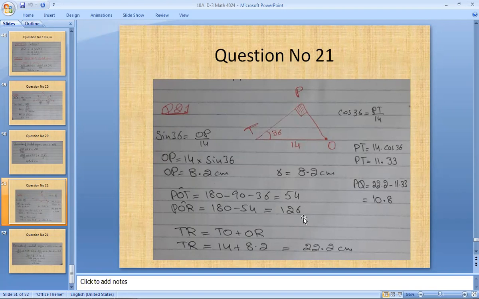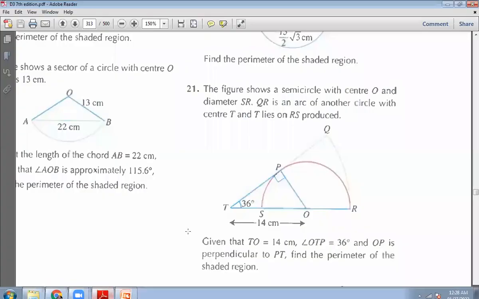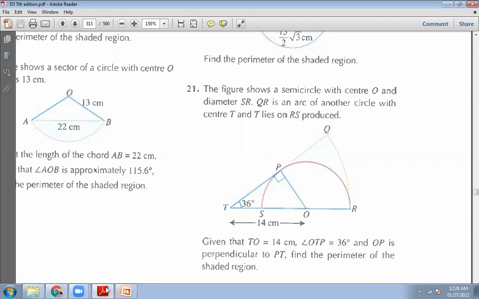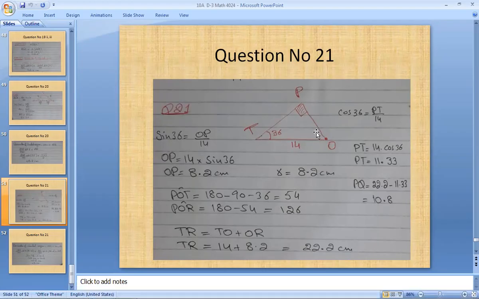Now I can find the angle POT. This angle will be 180 minus 90 minus 36, and that will be 54. Once I know this angle, I can find the angle here, and that will be 180 minus this angle. So 180 minus 54 will be 126.